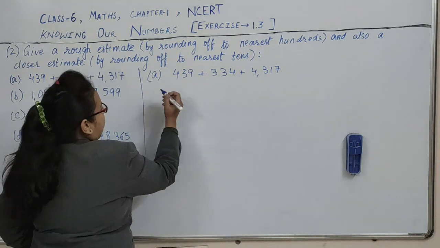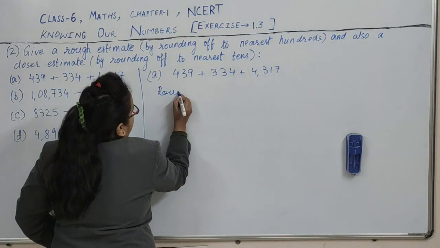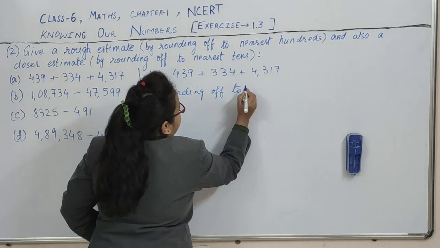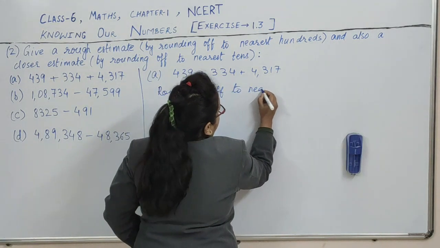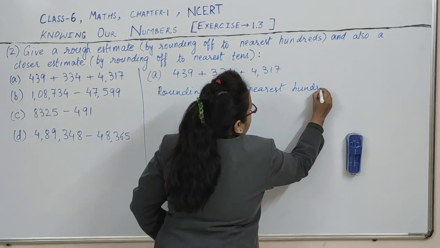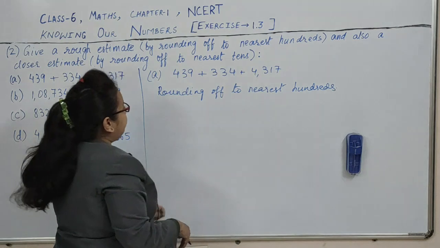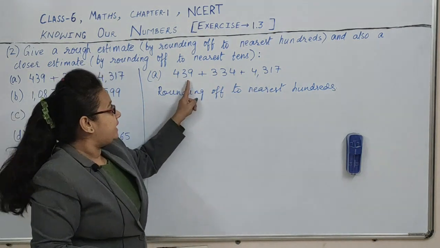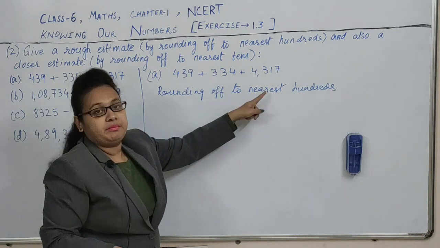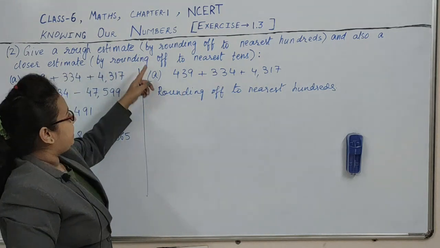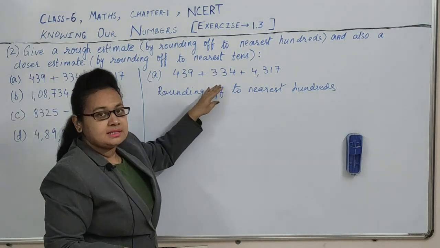So, rounding off to the nearest hundreds. We have to round off these 3 numbers and then, after rounding off these 3 numbers, we have to add them. That will give the rough estimate of the sum.